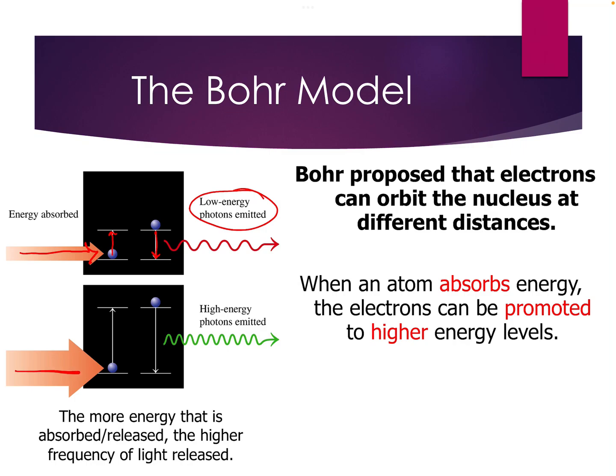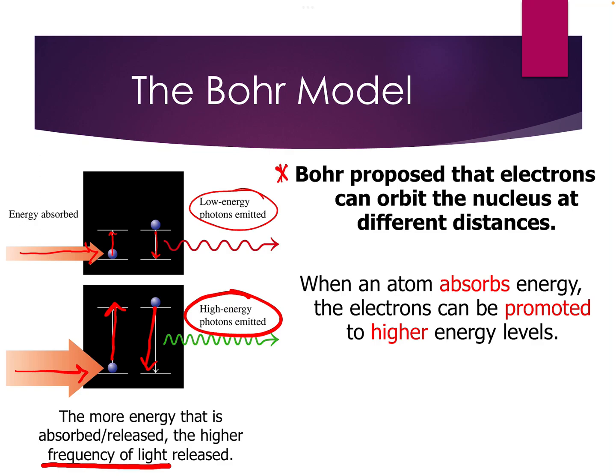If it absorbs a lot of energy, then it can jump up a great distance and then fall back down a great distance, and it releases high energy light. So again, the more energy that's being absorbed and released, the higher frequency of light or the higher energy of light that's being released.